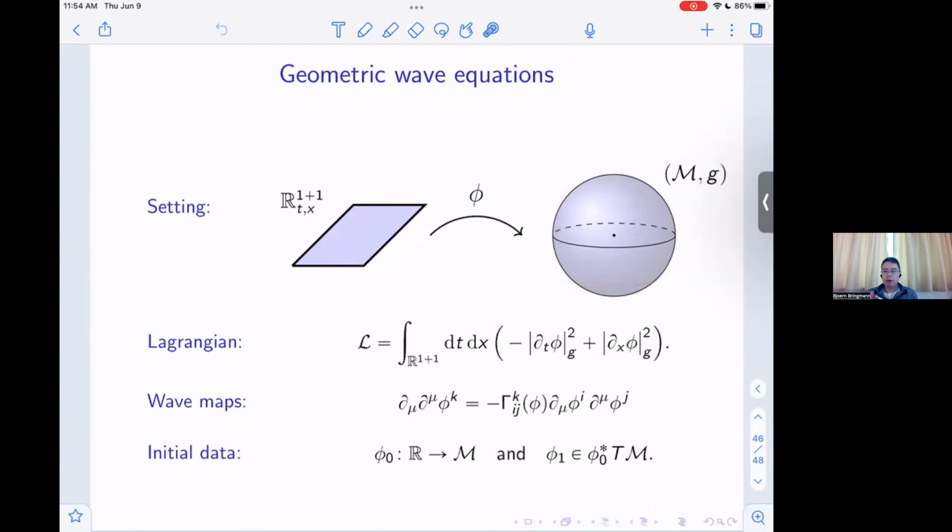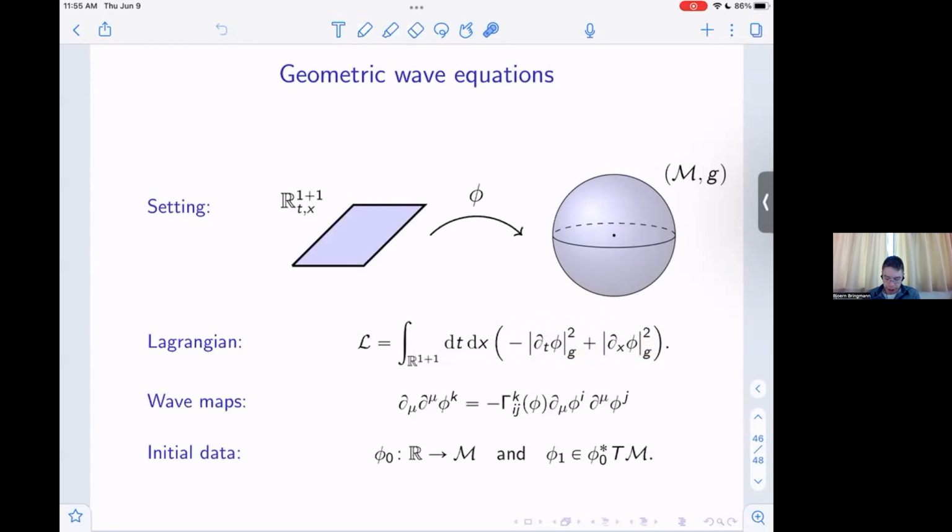Okay. Now for this type of setting, we want to write down a natural wave equation. And a good starting point for something like this is a Lagrangian. Okay, so we'll start with a Lagrangian, and this consists of a space-time integral over minus the size of the time derivative squared and plus the size of the spatial derivative squared. Right, and of course, because our function maps into the manifold, these type of derivatives are measured with respect to the Riemannian metric.